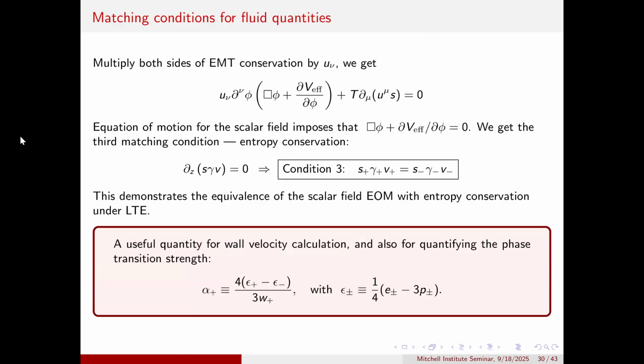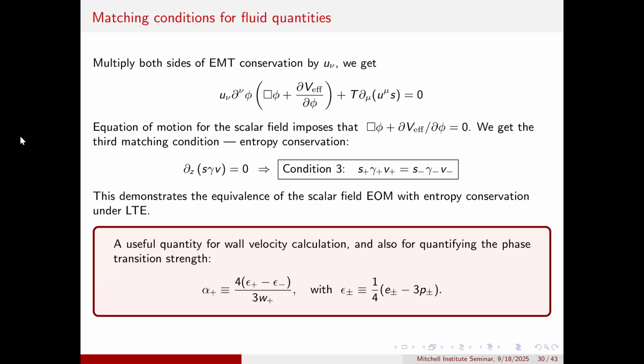Also, if we multiply both sides of the EMT conservation by the fluid velocity, we get the following equation. The first term in the parentheses is just the equation of motion of the scalar field, so this must vanish. Then we are left with the second term, and we derive the third matching condition from this, which we call entropy conservation, because this S stands for entropy. This also demonstrates the equivalence of the scalar field equation of motion with entropy conservation under the local thermal equilibrium approximation.